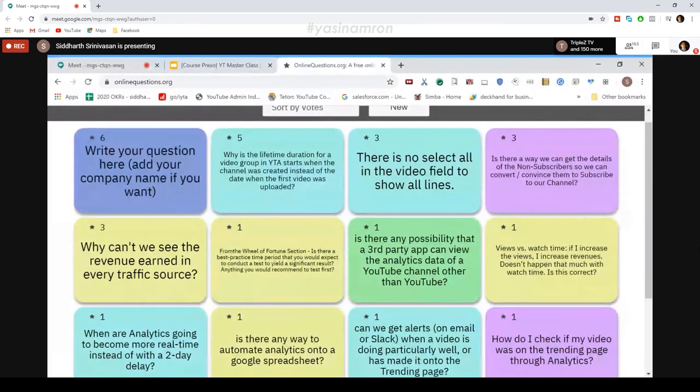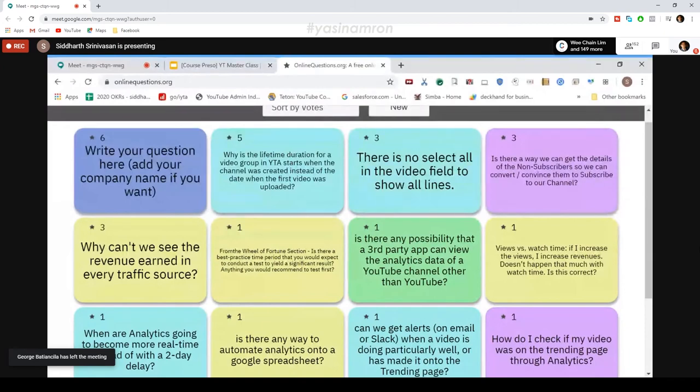Okay. Next one. Why can't we see the revenue earned in every traffic source? We intentionally do not disclose that. This is just an executive decision internally. We are not disclosing that. We are not likely to disclose it in that way. This is the best level of granularity that we are able to show you.